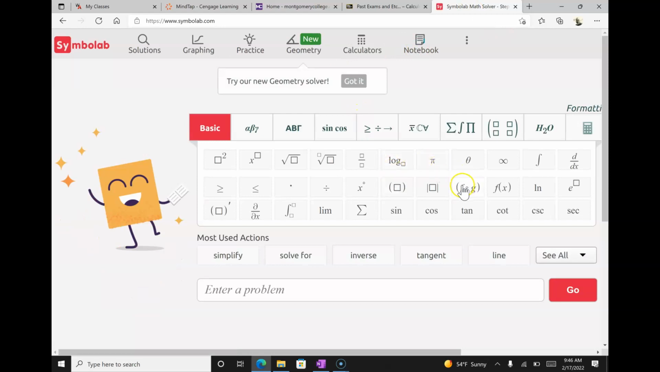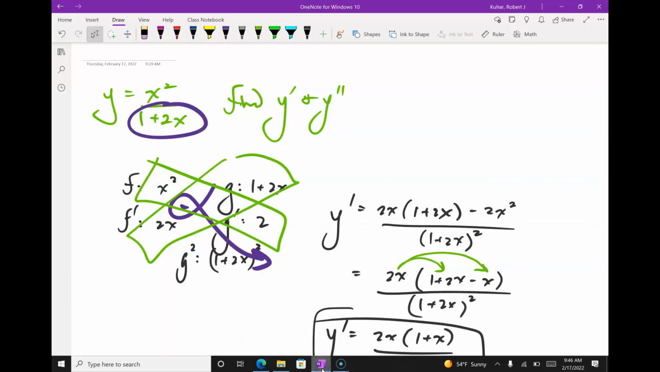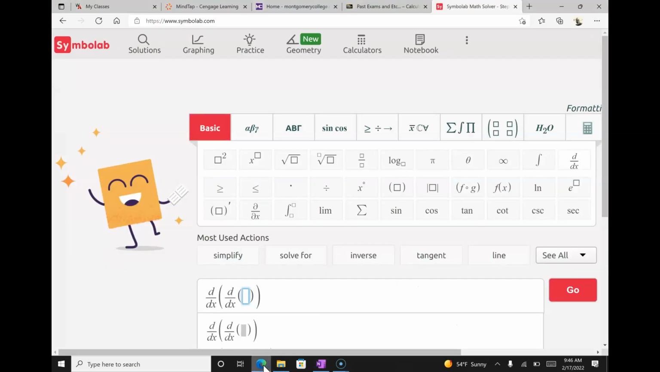I've got a derivative function here, right? ddx is my derivative function. Oh, there it is. ddx of ddx. I'm doing second derivative. And what was my original function? I forget already. X squared over 1 plus 2x.